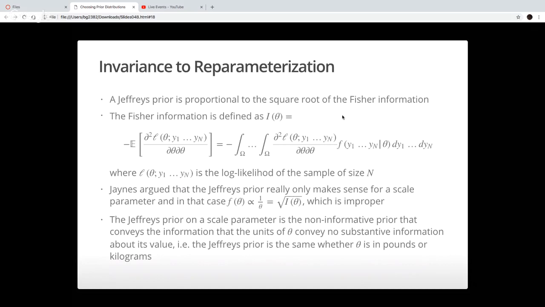But anyway, the Jeffreys prior on a scale parameter is not non-informative. It conveys the information that the scale of the random variable doesn't have any substantive information. So if we're talking about income or whatever, it doesn't matter whether we measure income in dollars or euros or whatever. Those units contain no substantive information about the data generating process. And the Jeffreys prior is the only one that basically is invariant to changing the units.